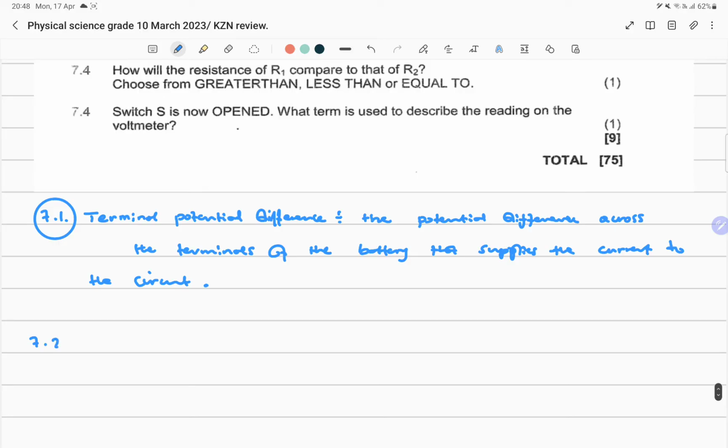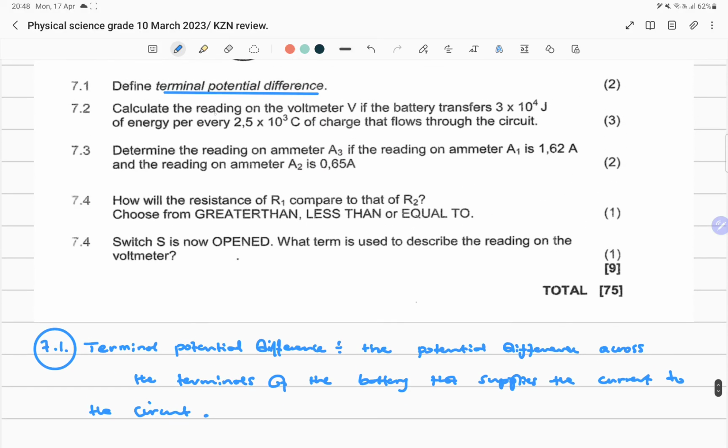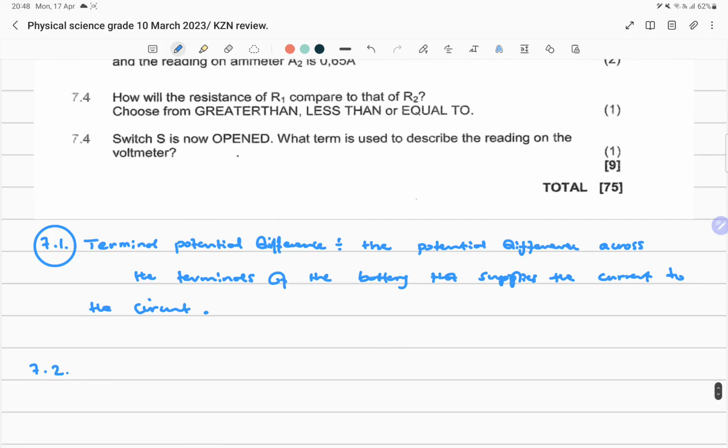7.2 says calculate the reading on the voltmeter V if the battery transfers 3 times 10 to exponent 4 joules of energy per unit charge, that is 2.5 times 10 to exponent 3 coulombs that flows through the circuit. So this is easy because by definition the potential difference is basically work done to move a unit charge across the circuit.